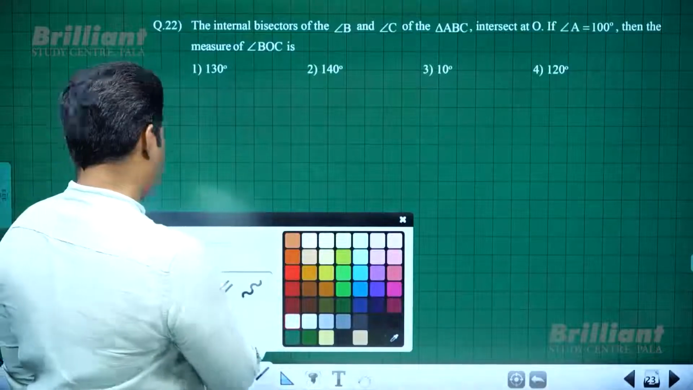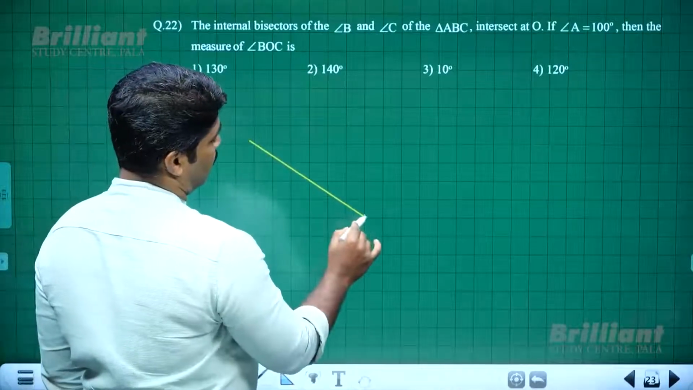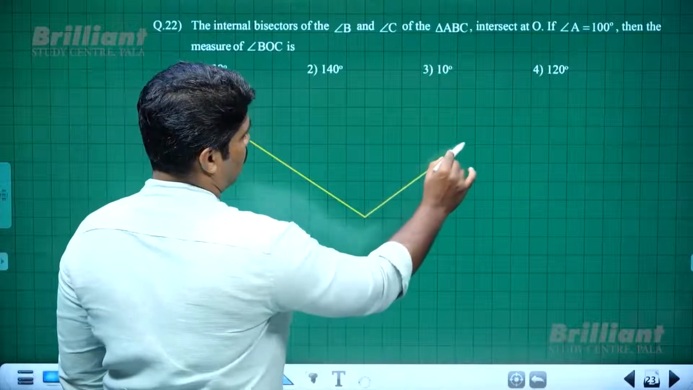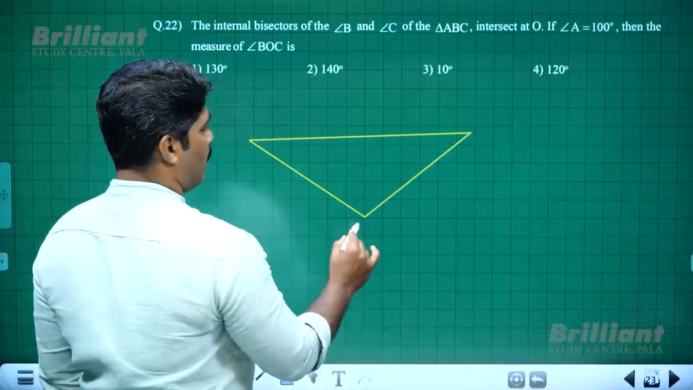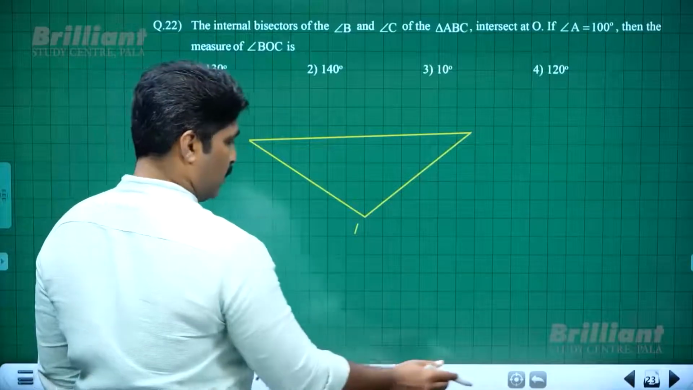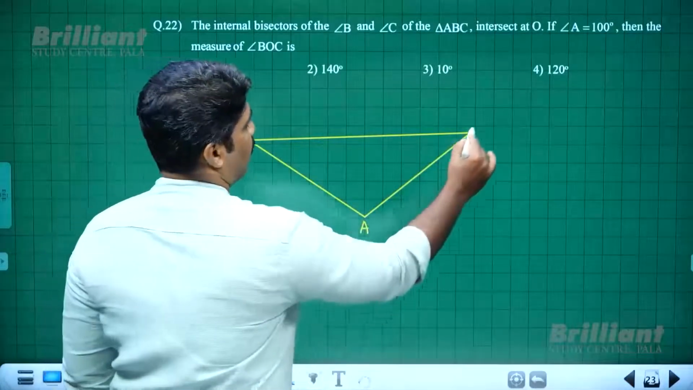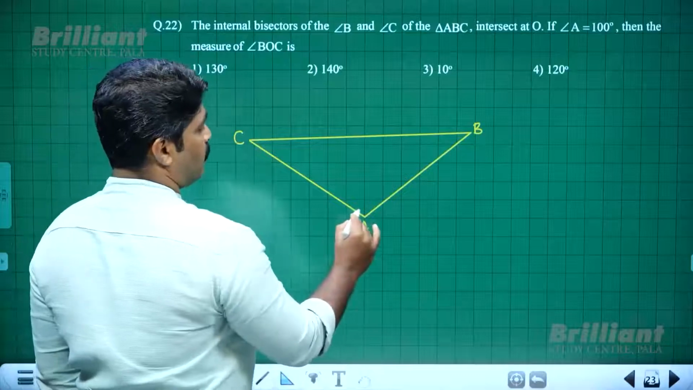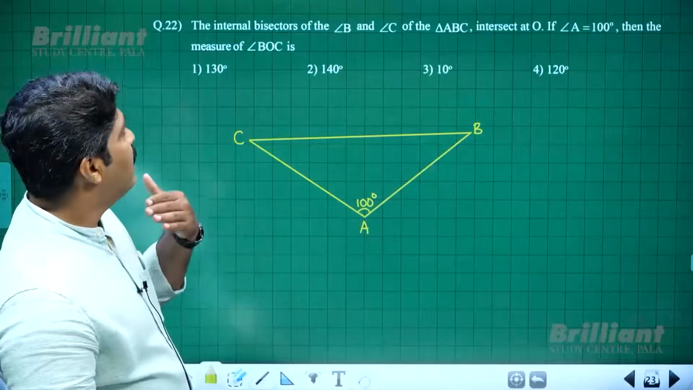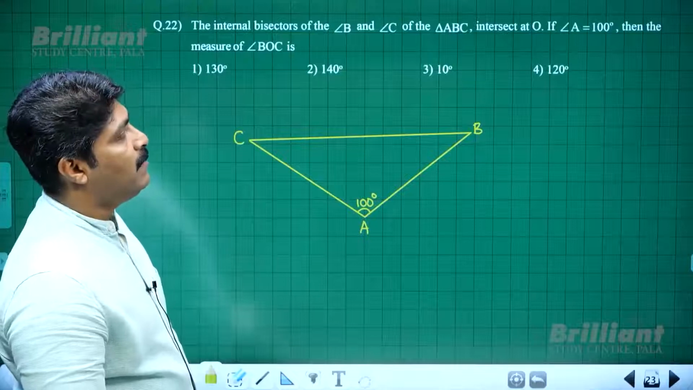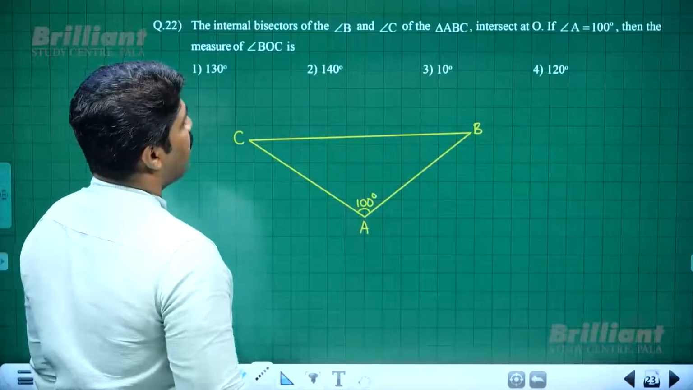First of all, we have to draw a diagram based on this idea. If you draw the diagram like this, triangle ABC. Got it? So this is triangle ABC, with A, B, C. This angle is 100 degree. Here it is given that the internal bisectors of angle B and C of triangle ABC intersect at O. So we are drawing the internal bisectors of angles B and C.